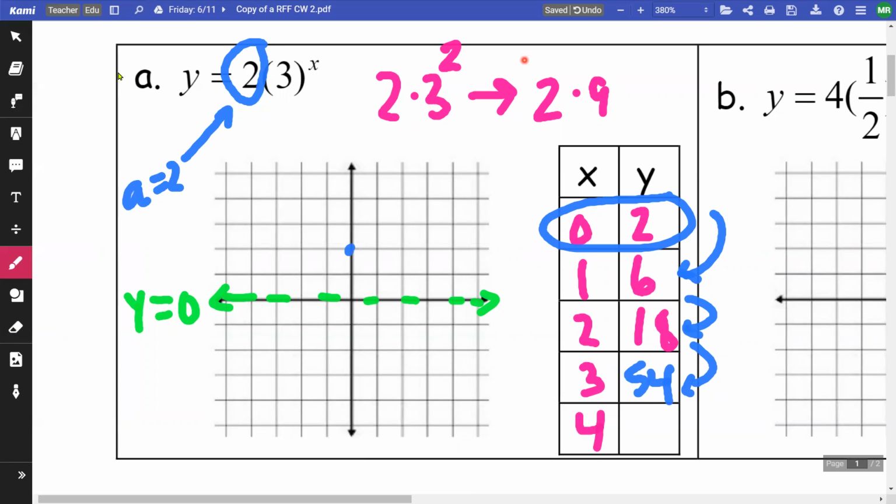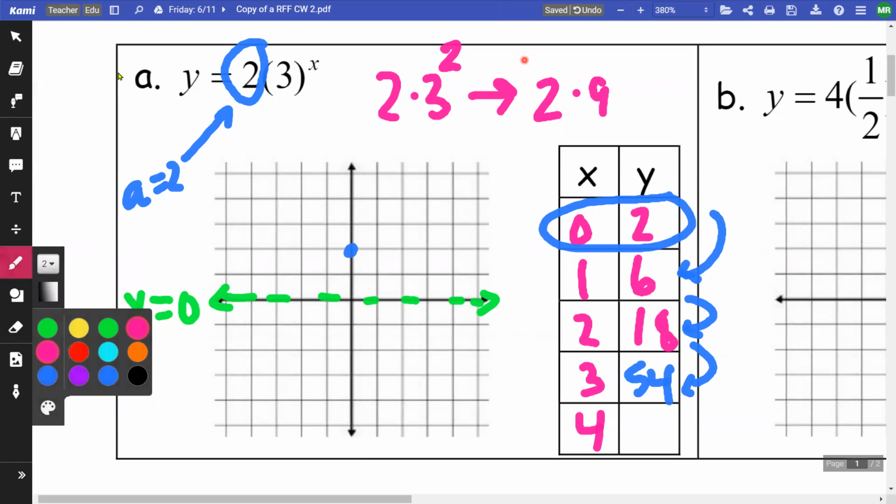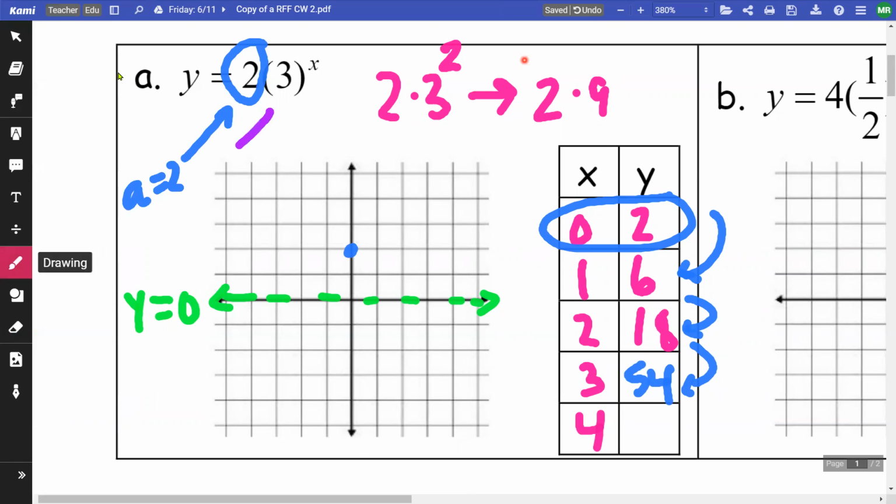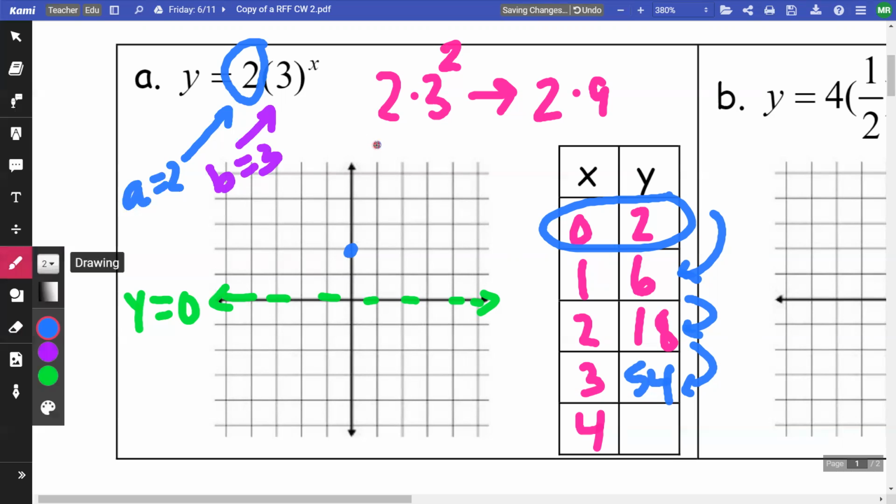And then this B here, this 3, is our B. That's what our multiplier is. So we're timesing by 3. I'm starting at 2 and multiplying by 3, so I'm going to end up at 6, which is going to be slightly off here. And then we have our curve. This is an increasing exponential curve.